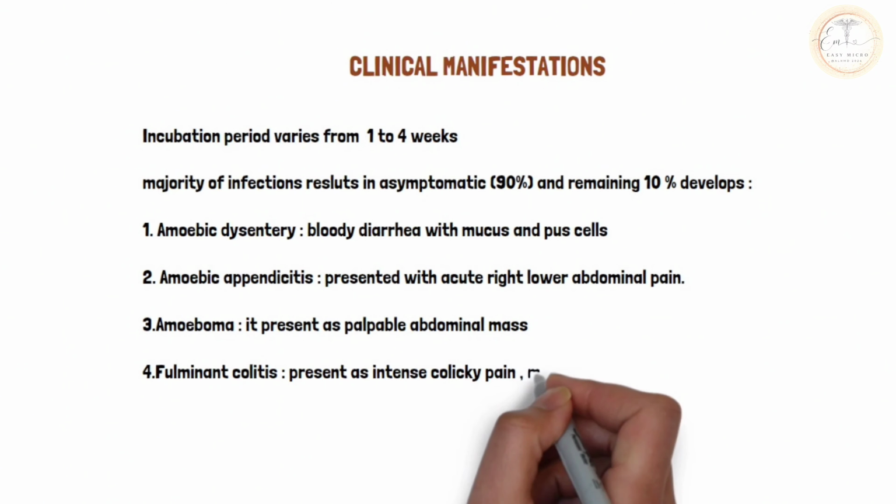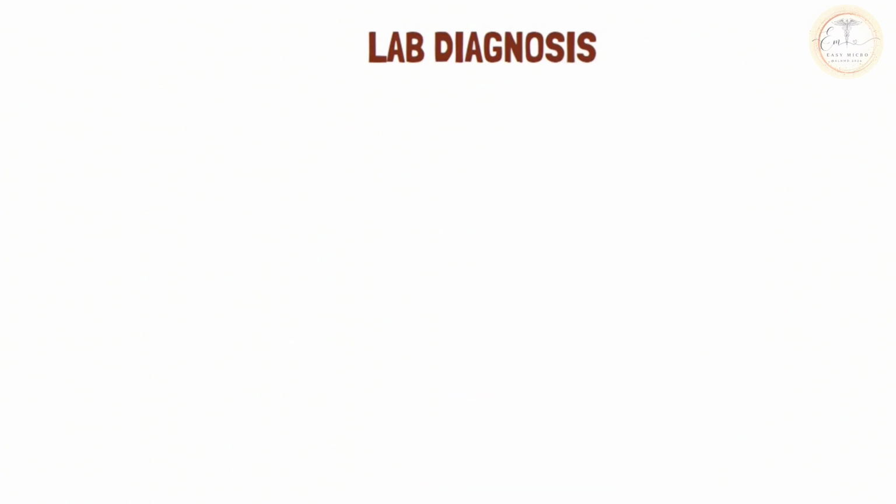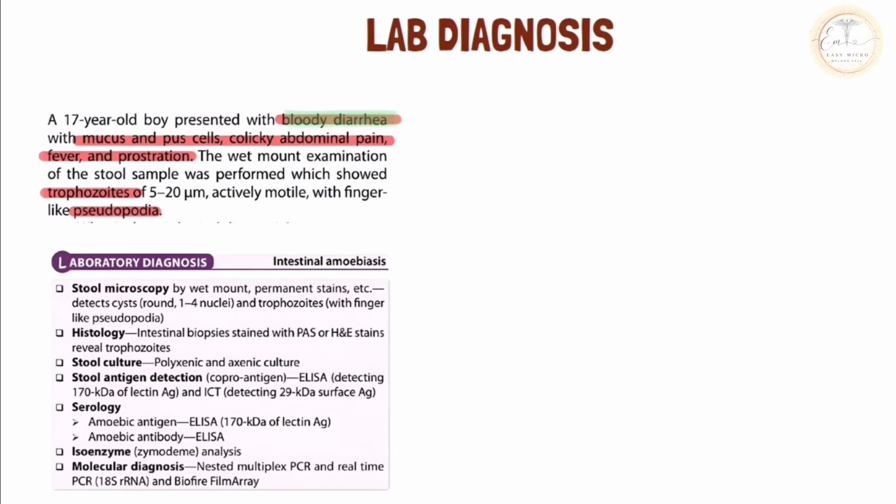The topic which we are going to discuss now is laboratory diagnosis. Like I said before, if the patient suffers from bloody diarrhea with mucus and pus cells, it is simply an intestinal amoebiasis condition. First, what is the specimen of choice? Obviously, the specimen of choice is the stool. A minimum of 3 stool samples should be collected on alternate days because amoeba shows intermittent shedding.